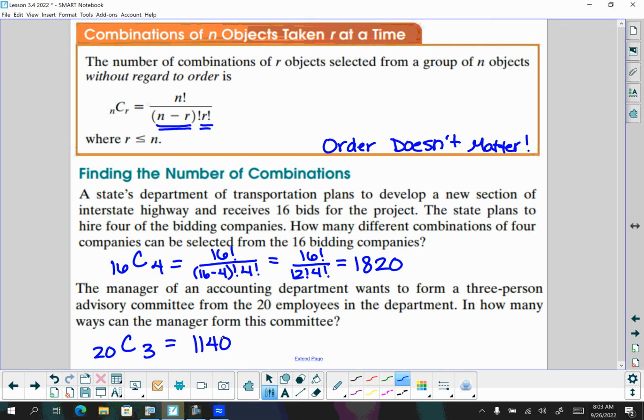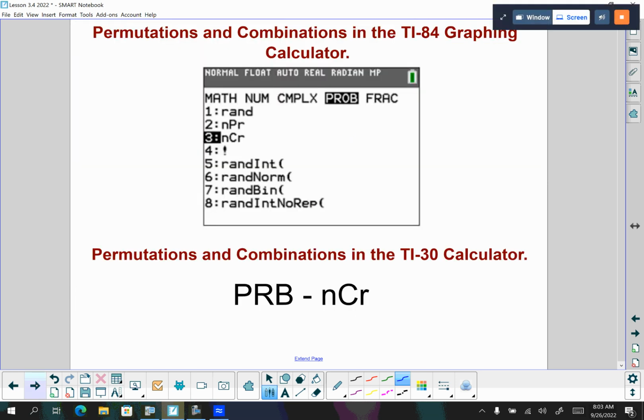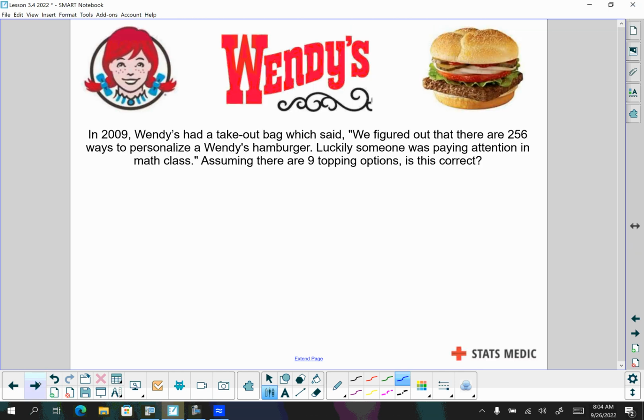Okay. Good on those. Okay, all right, next slide I'm just jumping over because we talked about that already, where to find all that stuff. Okay, let's go to the Wendy's example.